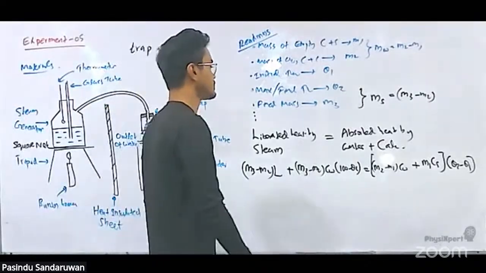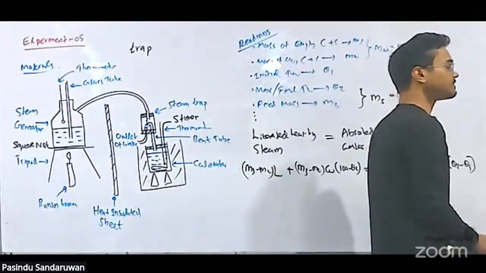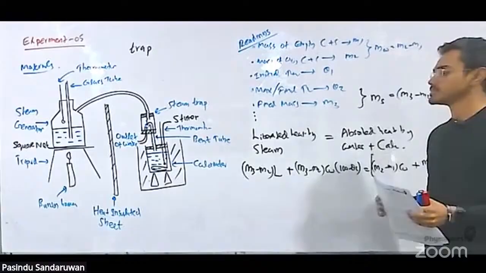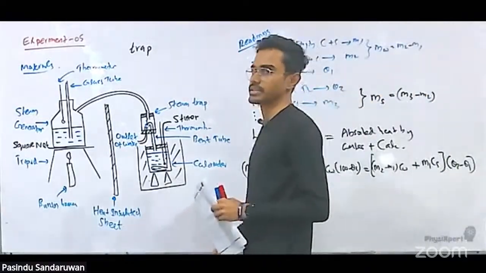Right, next point. Measure the final mass of the system. Measure the final mass of the system, M3, within brackets M3.